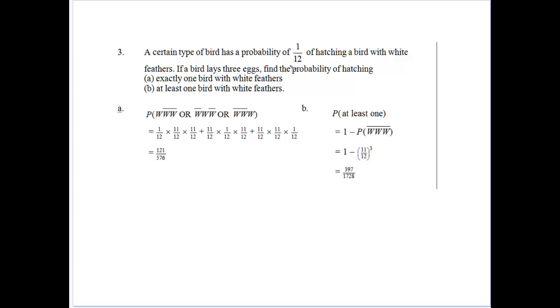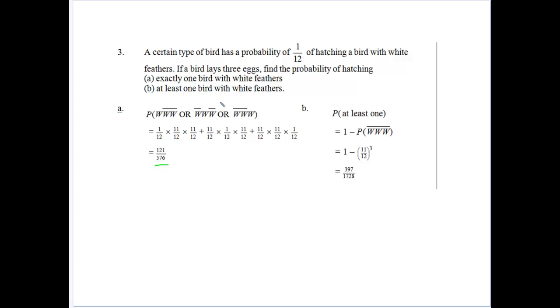So we've got a bird which has a 1/12 chance of hatching a bird with white feathers. The bird lays 3 eggs. What's the probability of hatching exactly 1 bird with white feathers? An exactly situation could be the first bird's white, the second bird's white, or the third bird's white, and the other 2 wouldn't be white. So we get 1/12 times 11/12 times 11/12, and then the same thing in a different order. 3 lots of that gives us 121 on 576.